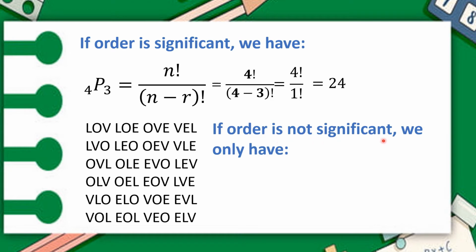Pero, pag order is not significant, we only have this, yung LOV, LOE, OVE, tsaka VEL. So, ito yung magsasabi na these numbers or these letters are combination na lang. Sila yung combinations. So, from permutation, kukunti na lang yung makukuha natin. 4 combinations na lang. So, kung mapapansin, parang nag-divide tayo ng 6 sa 24. And yung 6 na yun galing sa 3 factorial. So, yung 3 factorial or yung r factorial ang i-add natin or isasama natin sa formula ng ating combination.